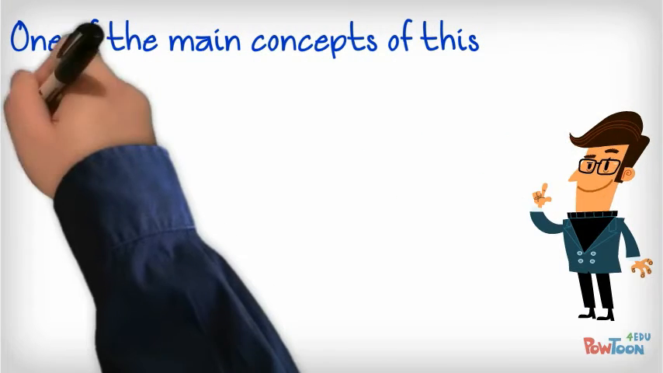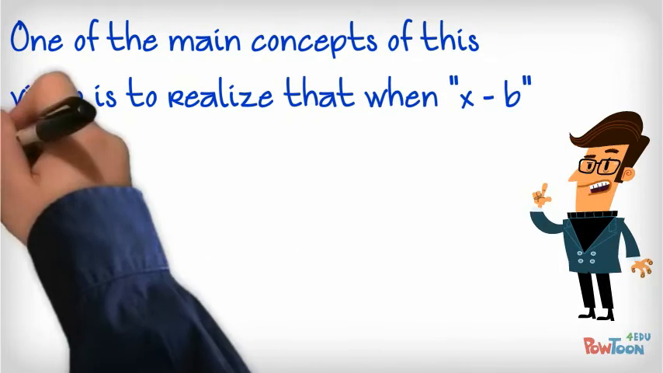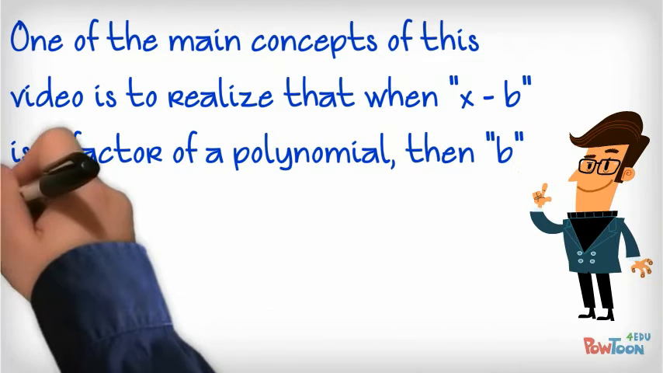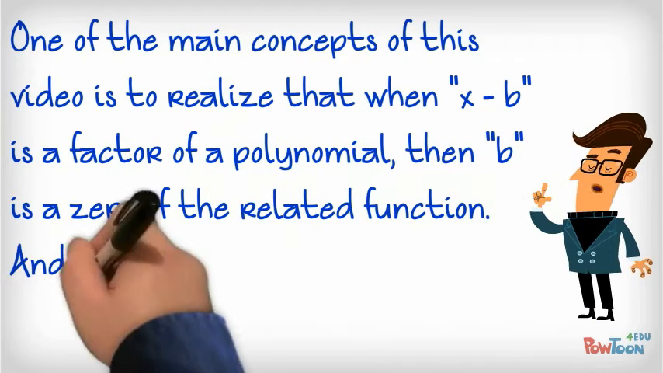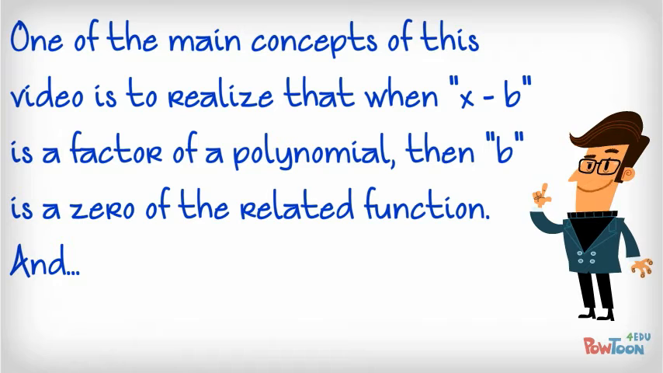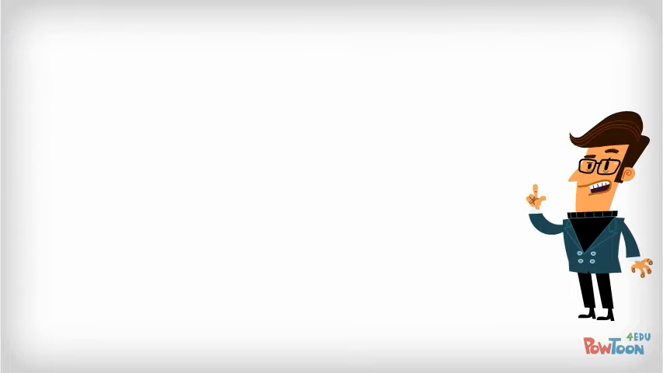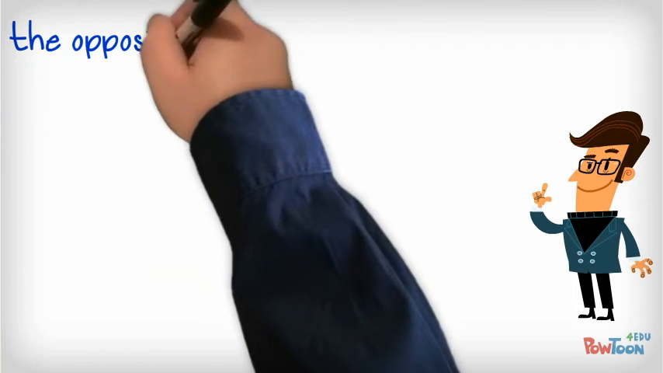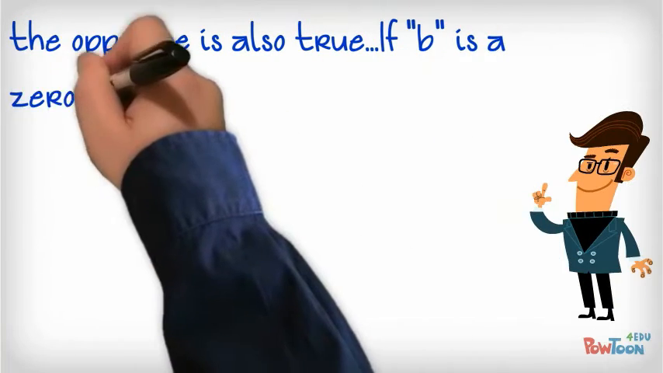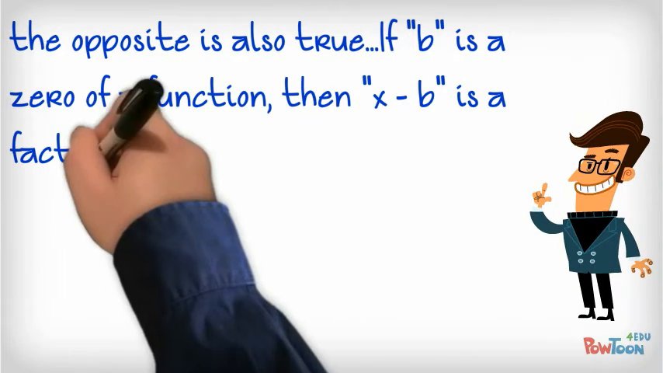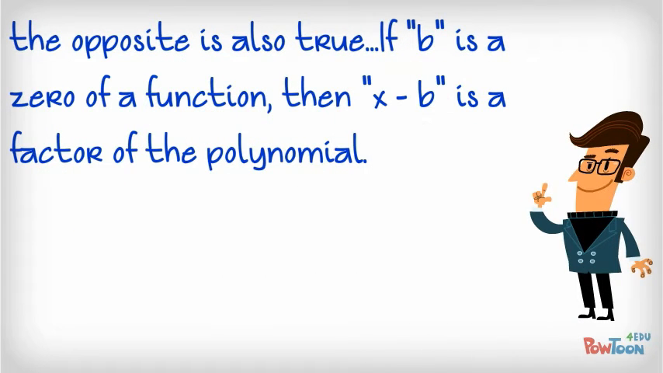There are just a couple main concepts in this video. One of them is to realize that if x minus b is a factor, then b is a zero of the related function, or a zero of the graph. And the opposite is true. If b is a zero of the function, then x minus b must be a factor. So if you can see a graph and see a zero, you can figure out what one of the factors is really simply.